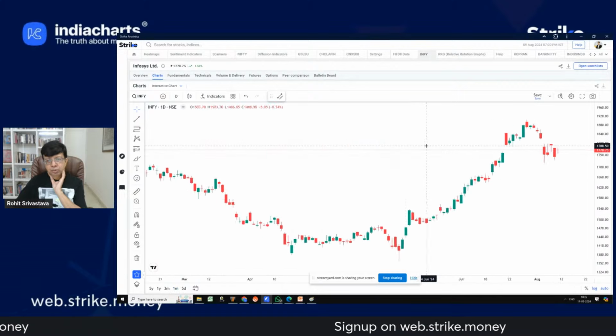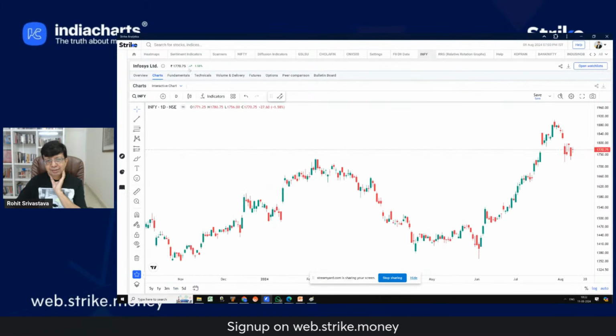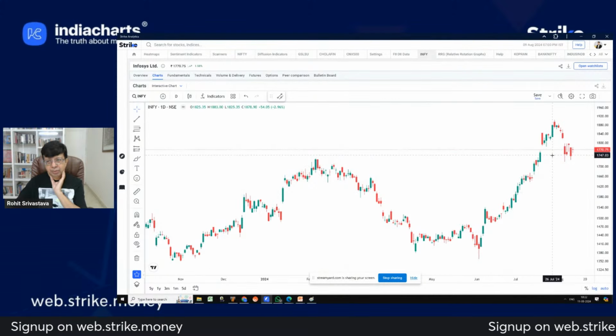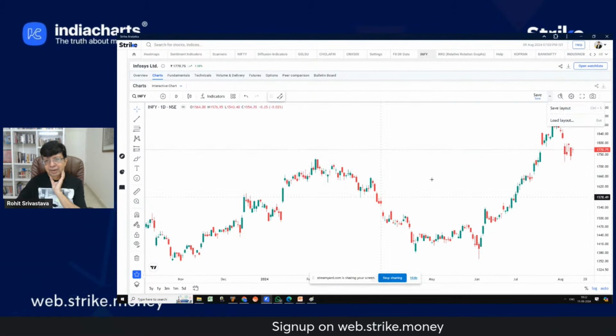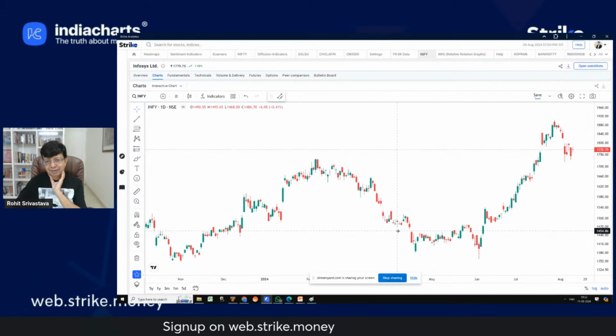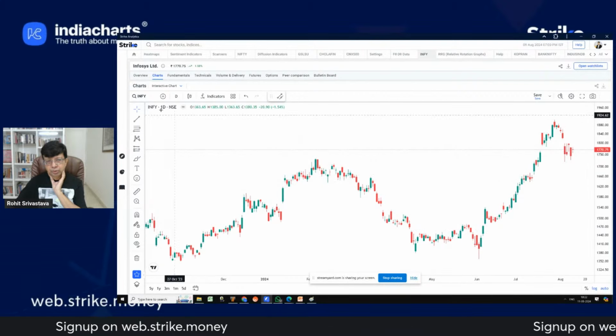But if some people want to open a blank chart and do their own analysis, they can go for the interactive chart, use the TradingView tools and indicators, and plot them here. If you want to save it, you can save it as a template so that you can load that template, and whatever you have drawn gets saved and you can come back to it tomorrow.